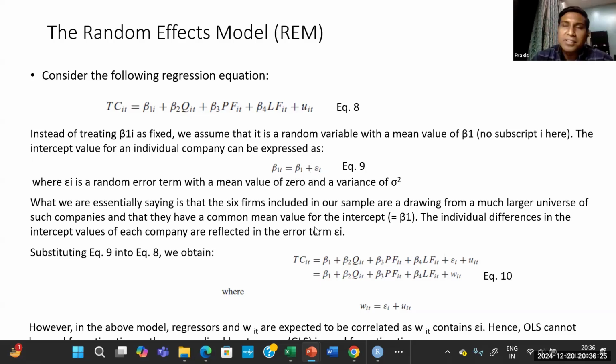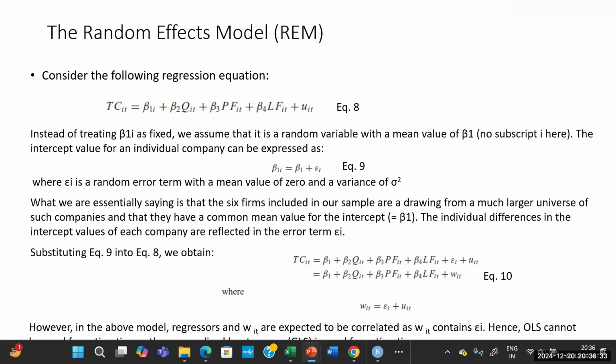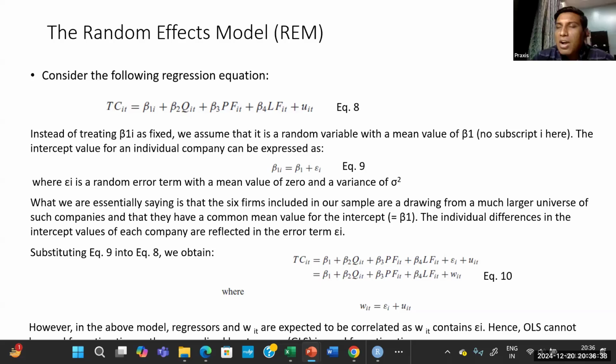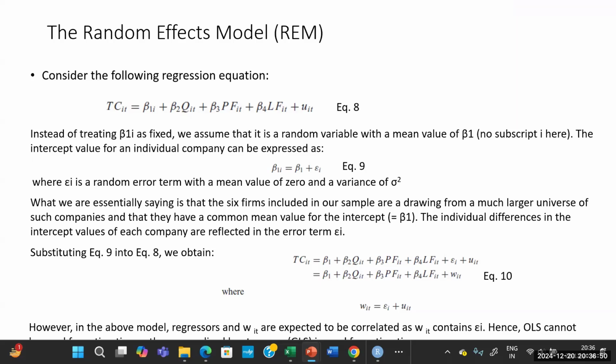Is this point clear to everyone? Can we interpret this equation in that way? So what I'm saying is, suppose you talk about banks. Each bank is different. There's no doubt about that. But since they are banks, they have something common, right?